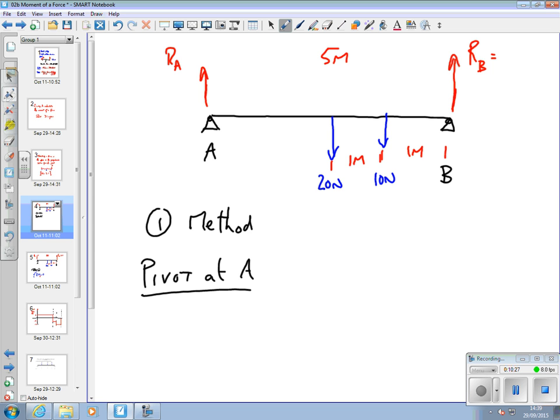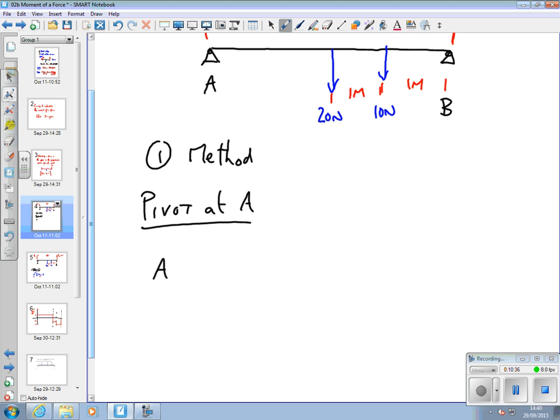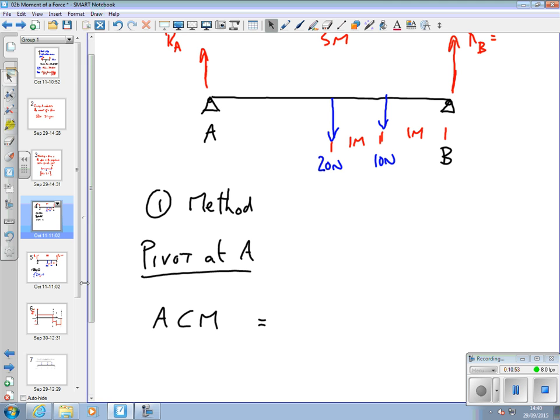So the first thing we do is we say pivot at A. So we're going to assume the pivot's at A. And then we're going to find anti-clockwise moments. ACM for anti-clockwise moments. Equal. And then what we do is we look for all the forces that are trying to turn round anti-clockwise, which is this force, the 20 Newton force, and this force, the 10 Newton force. Ignoring the mass of the pivot for now. So those are the only two forces acting.